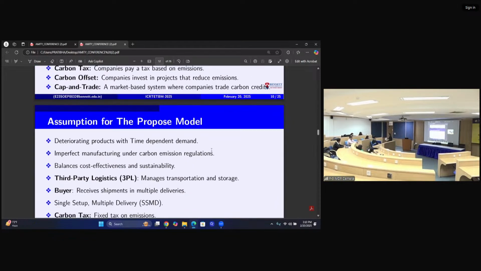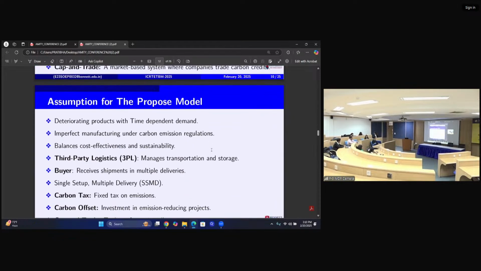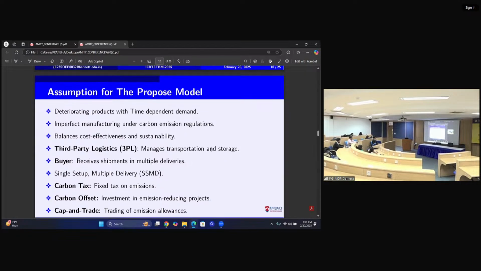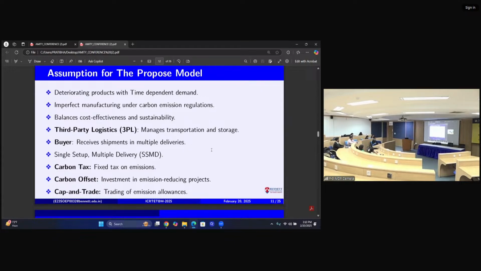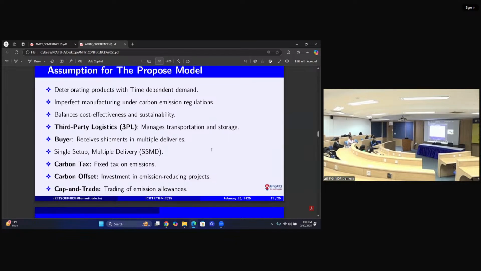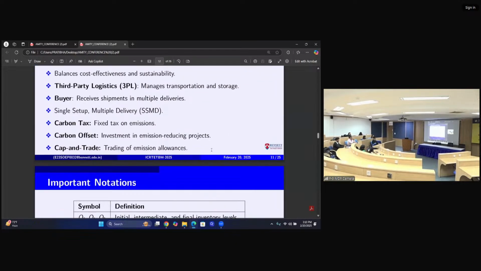These are the assumptions for the proposed model. The deteriorating product is time dependent. Balance cost effectiveness and sustainability with carbon tax, fixed carbon offset, and carbon cap and trade. The buyer receives shipments in multiple deliveries, balancing cost efficiency and sustainability.